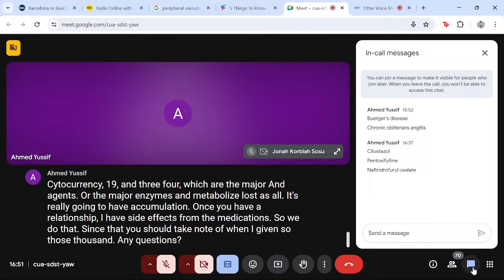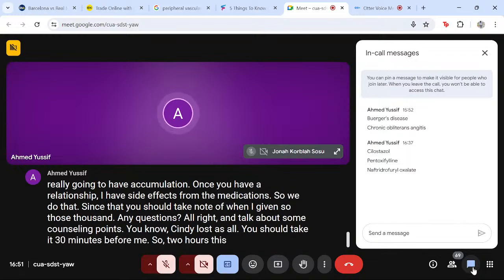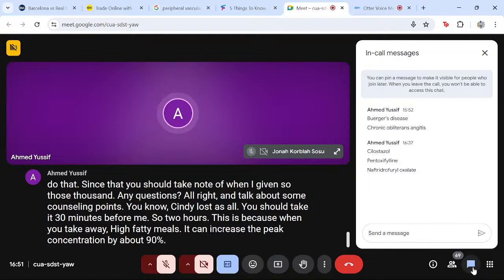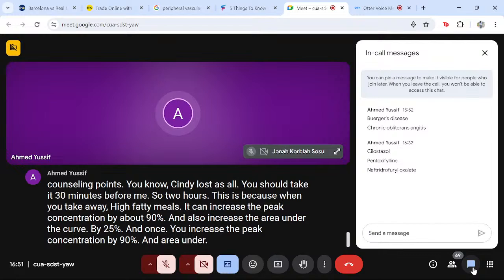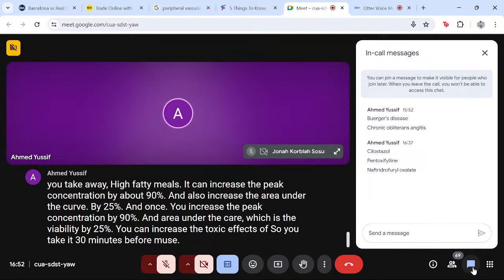Any questions? All right. So we talked about some counseling points. Cilostazol should be taken 30 minutes before meals or 2 hours after. This is because when you take it with high fatty meals, it can increase the peak concentration by about 90% and also increase the area under the curve, which is the bioavailability, by 25%. And once you increase the peak concentration by 90% and the area under the curve by 25%, you can increase the toxic effects of cilostazol. So you take it 30 minutes before meals or 2 hours after meals.